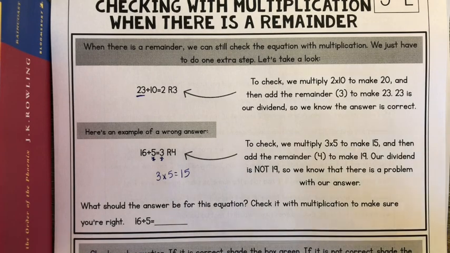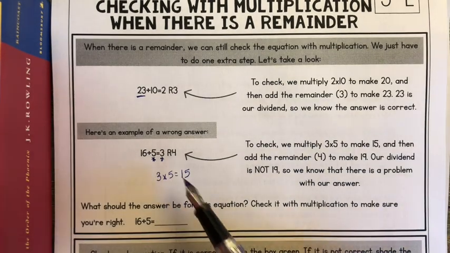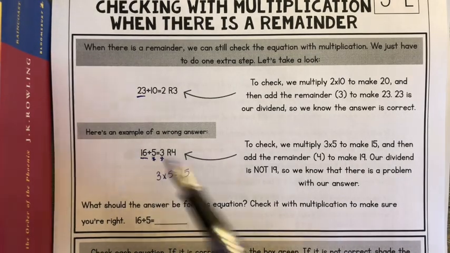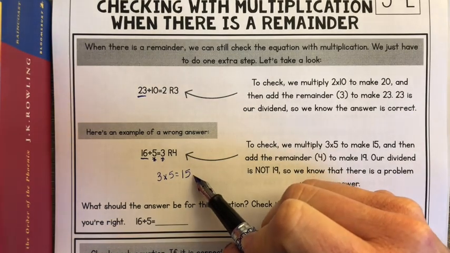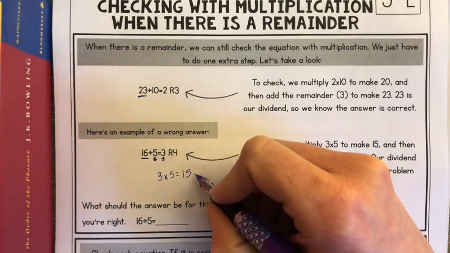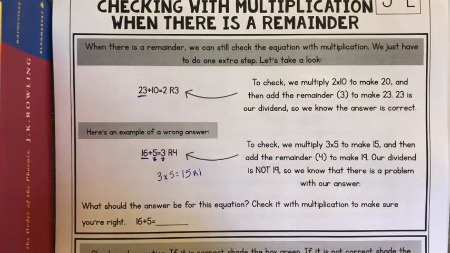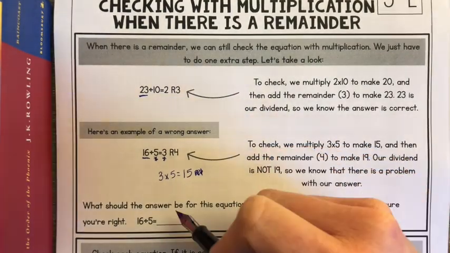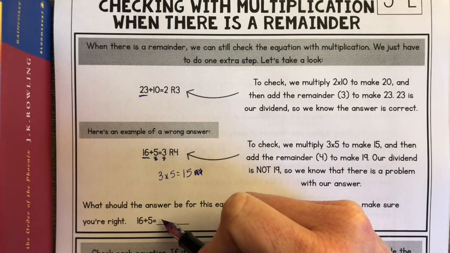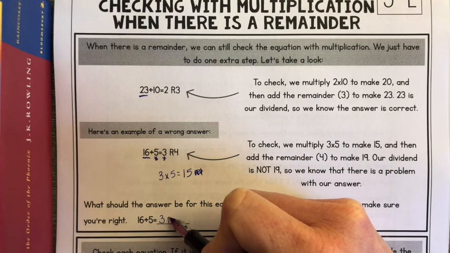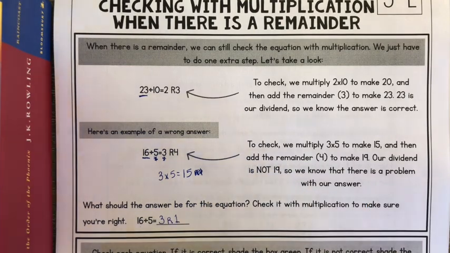So what should the right answer be for this equation? So let's do it. We did 3 times 5, it's 15, and we're trying to get to 16. Our dividend is 16. So how many from 15 to 16? How many do we have to add? That's right, 1. Sorry, I'm not going to write it that way. That's wrong. So it would be 15, and then we put this down here. So 16 divided by 5 is 3, because 3 times 5 is 15, with a remainder of 1. Okay, that's all we have to do for this particular one.